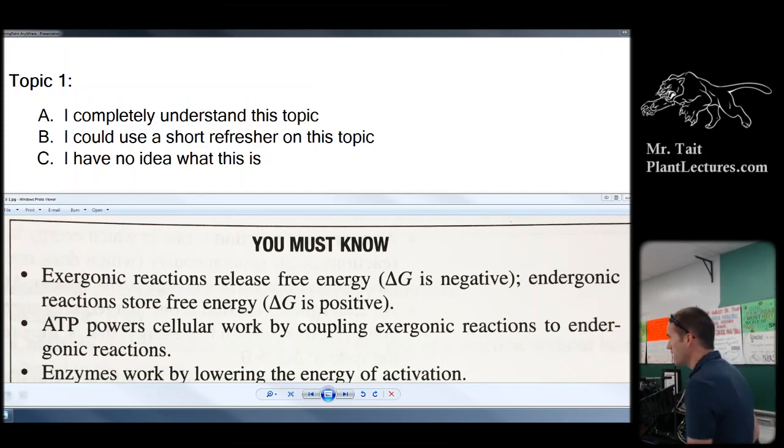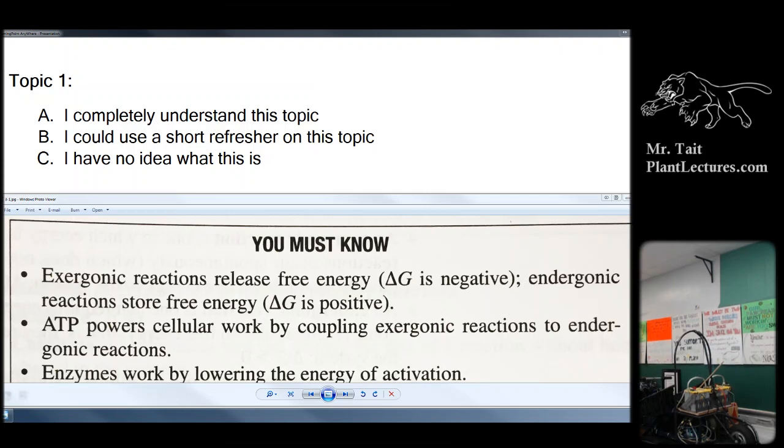Pretty confident in this one, that's good. Some things that I want you to know about this. Not only does delta G being negative mean that energy is being released, but also it means that it is spontaneous, meaning it can happen at current conditions, right? If delta G is positive, that means it's non-spontaneous, so it's going to need some extra energy input in order to get it to happen, right?